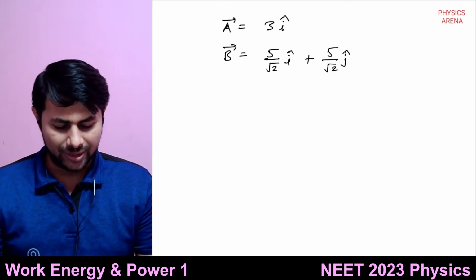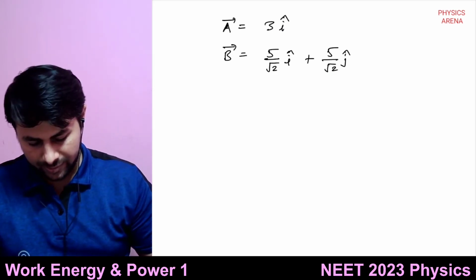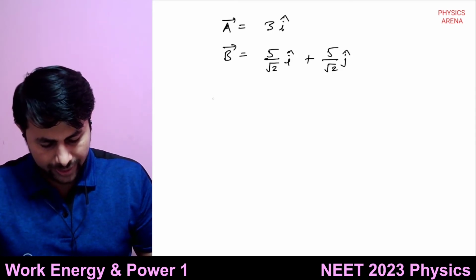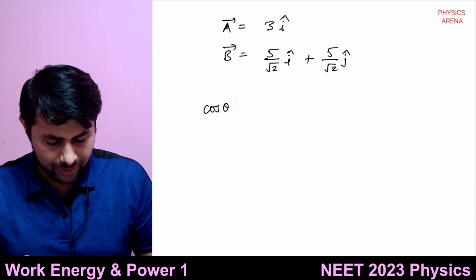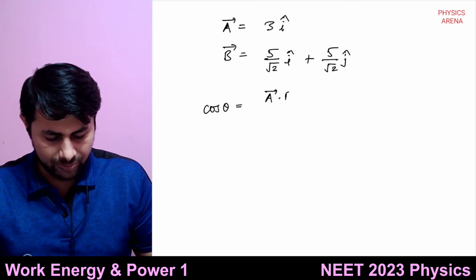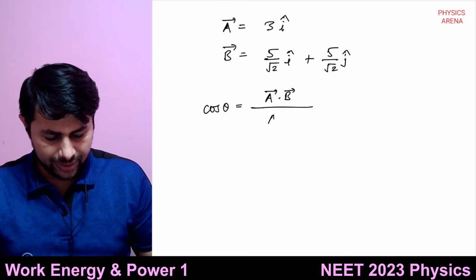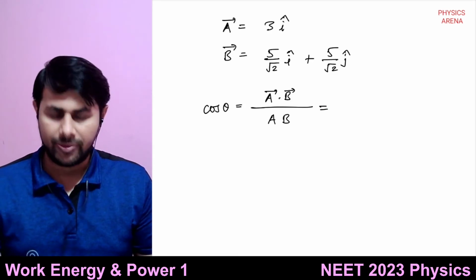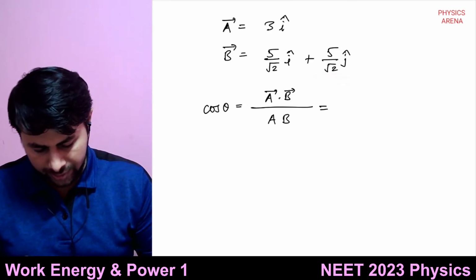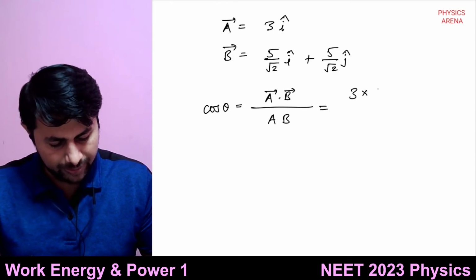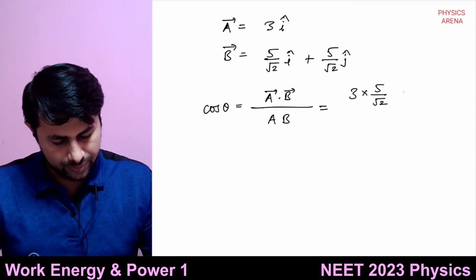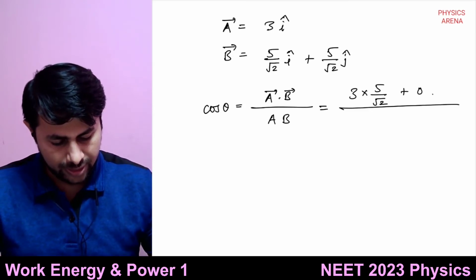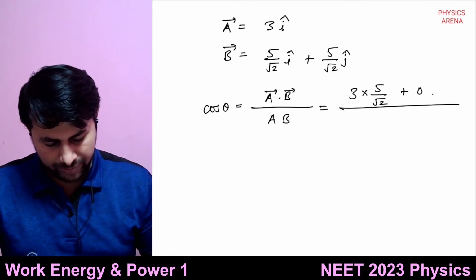Okay, and I want to find the angle between a bar and b bar. So this is simple. What will be the angle? We can write cos of theta is equal to a bar dot b bar divided by magnitude a times magnitude b. So this is ax bx plus ay by, because we have two components only. So it is 3 multiplied by 5 upon root 2, and ay by is 0. Divided by, in the denominator, how much is the magnitude of a?